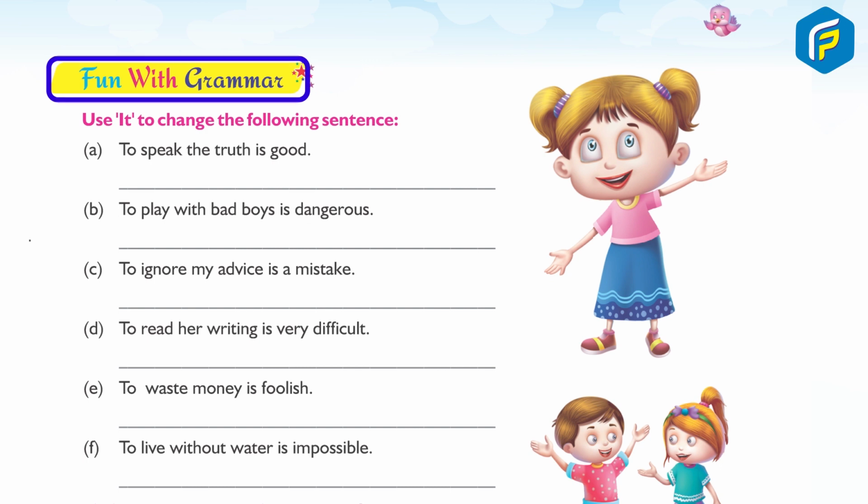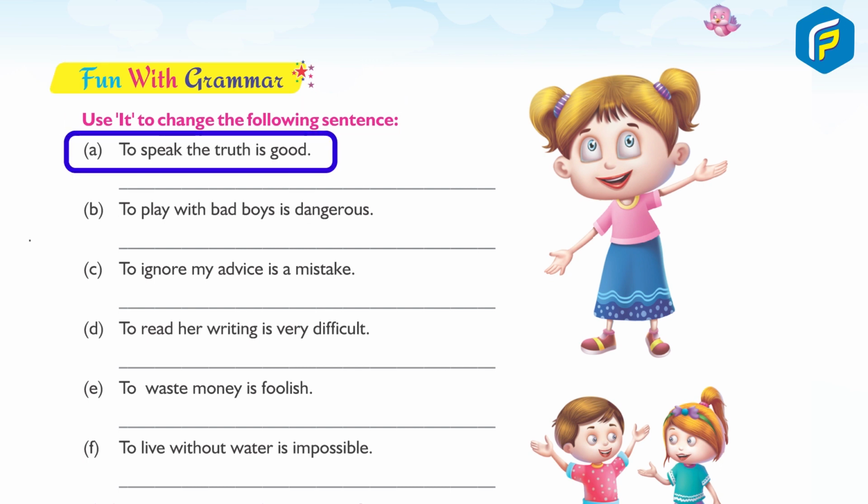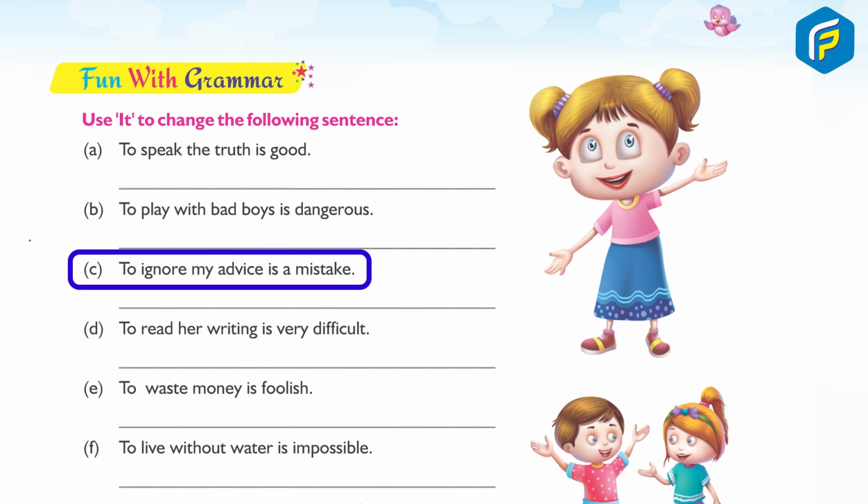Fun with grammar. Use it to change the following sentences. A. To speak the truth is good. Answer. It's good to speak the truth. B. To play with bad boys is dangerous. Answer. It's dangerous to play with bad boys. C. To ignore my advice is a mistake. Answer. It's a mistake to ignore my advice.